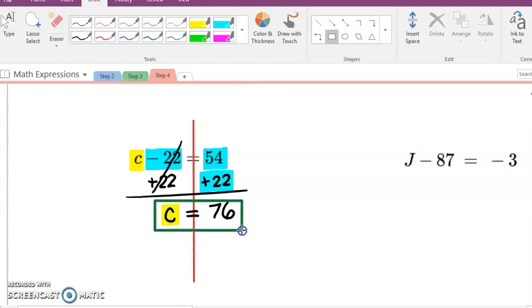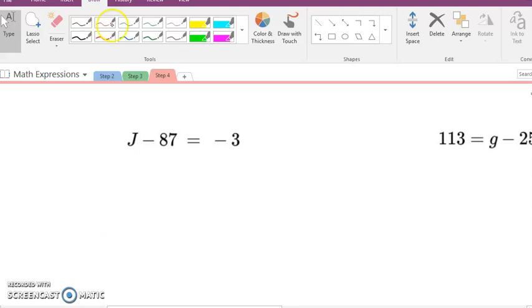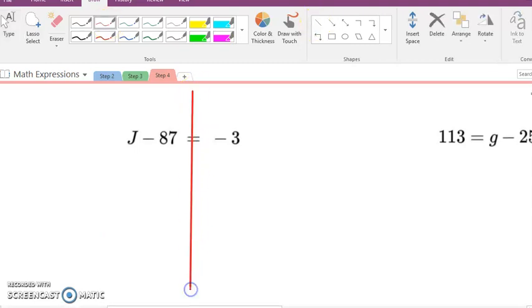Put a box around it. We'll try the next example. Again, I'm going to put a red line down the center. And you might say, well, these problems are pretty easy. They are right now, but they're going to step up in difficulty rather quickly. And if you have good habits and strategies in place while you're working on the simpler problems, the more difficult problems will make a little bit more sense.